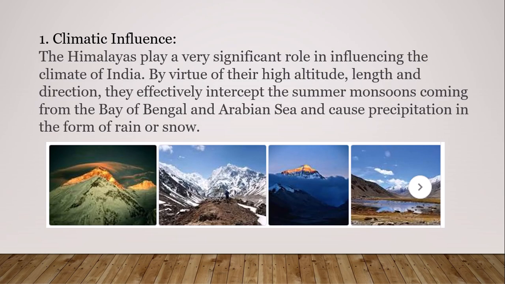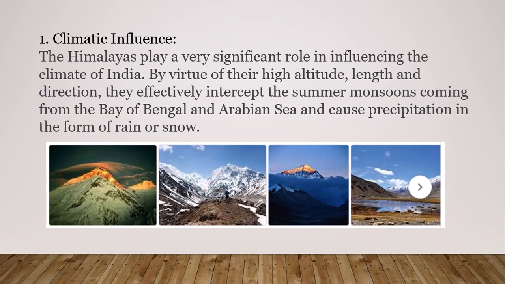Number 1, climatic influence. The Himalayas play a very significant role in influencing the climate of India by virtue of their high altitude, length and direction. They effectively intercept the summer monsoon coming from the Bay of Bengal and Arabian Sea and cause precipitation in the form of rain or snow. Besides, they prevent the cold continental air masses of Central Asia from entering into India. Had there been no Himalayas, the whole of India would have been a desert in the absence of precipitation, and its winters would have been very severe under the influence of cold air masses coming from Central Asia.